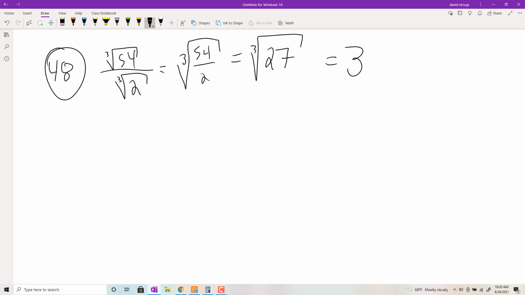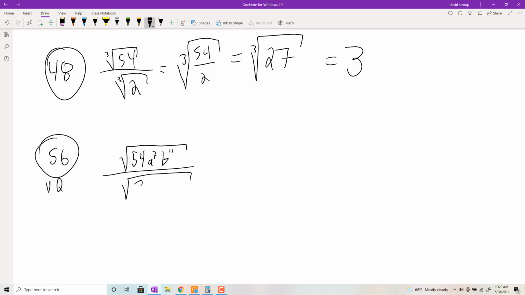Let's look at one final hard one here, and this will be the video quiz, and then we'll go to my math lab. Video quiz. So we have 54a to the 7th, b to the 11th, divided by the square root of 3a to the negative 4, b to the negative 2. Okay, so again, I'm going to first just rewrite it as one root and then simplify. So I have 54a to the 7th, b to the 11th, all over 3a to the negative 4, b to the negative 2. Okay.